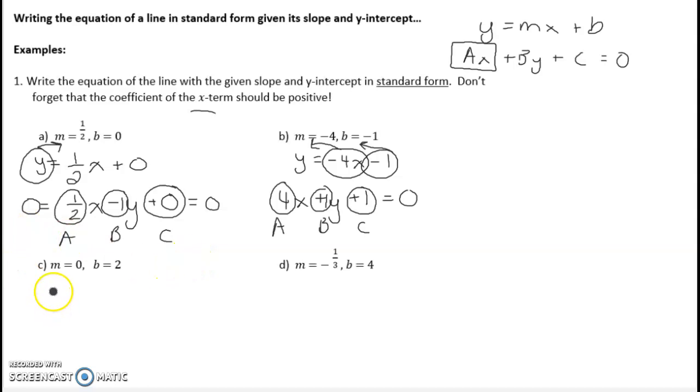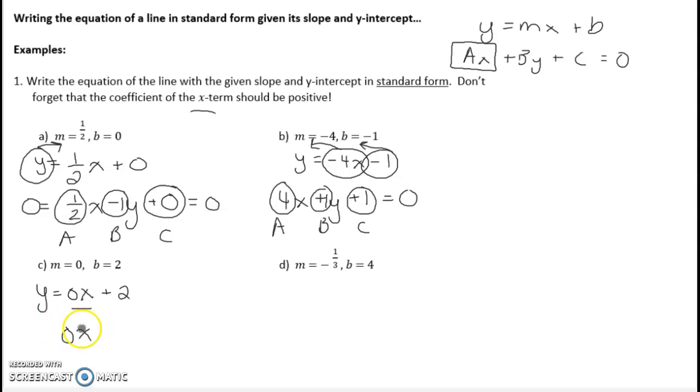Okay, let's try this one. y equals mx plus b. So my m is 0x, and then b is plus 2. So when I go to write this, I need my x positive, okay? So in this case, I guess x is positive here. It's 0, so we'll just leave it there.